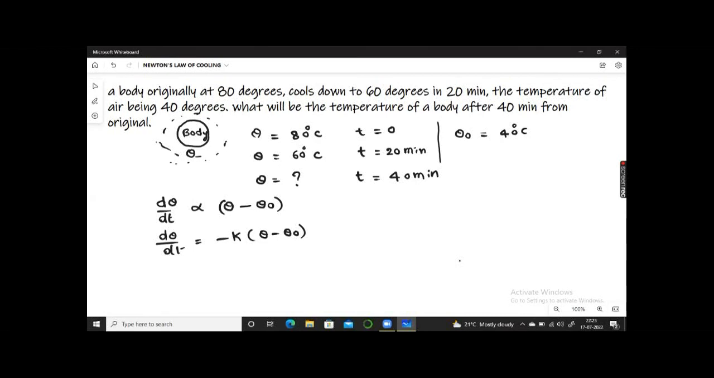Now starting value I will put. So d theta by dt is equal to minus k into theta minus theta naught, which is fixed. How much is it? 40 degrees centigrade. So d theta by dt is equal to minus k into theta minus 40. Now the next step here I am doing, theta and d theta values I am separating. D theta over theta minus 40 is equal to minus k into dt.